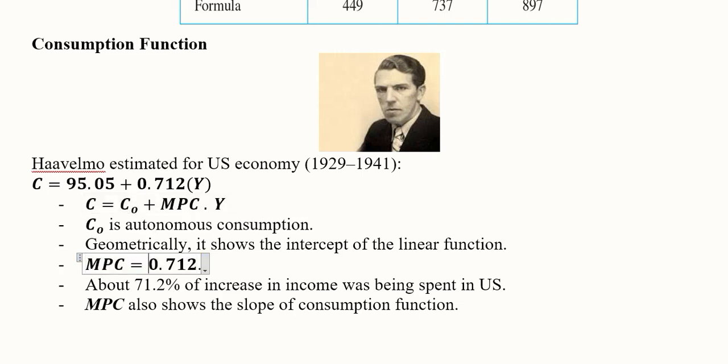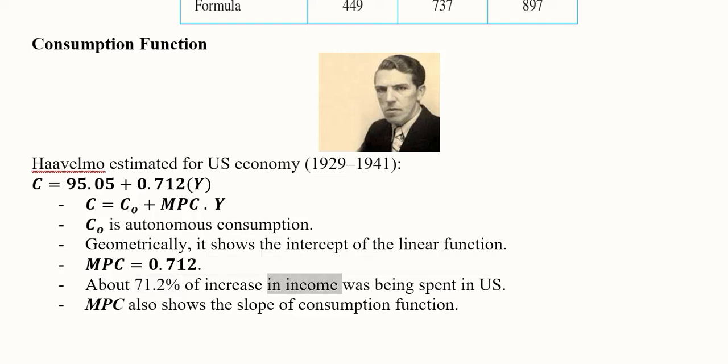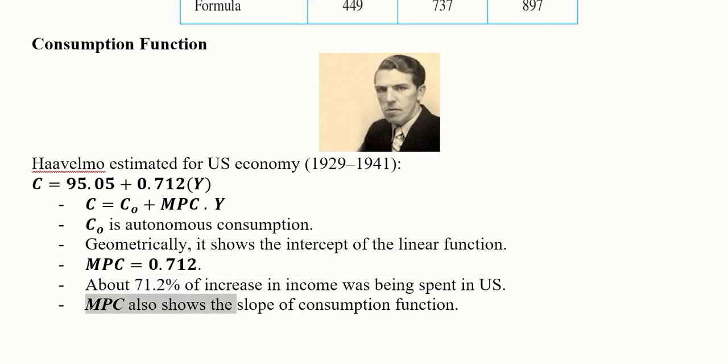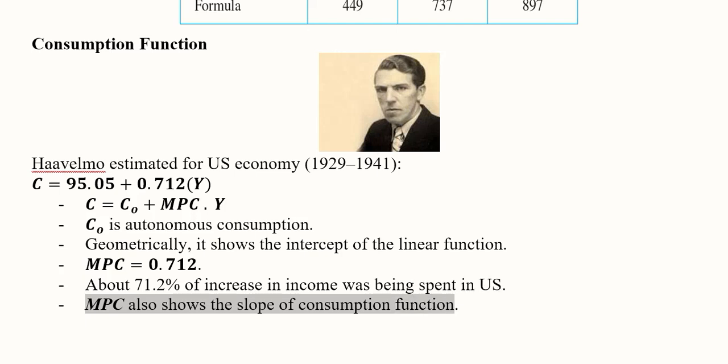If we interpret this MPC, it means that if it is 0.712, the propensity to consume is 71.2%. That is, if income is increased by a certain amount, out of each dollar, 71.2 cents will be spent. So MPC, in terms of the graph, shows the slope of the straight line.